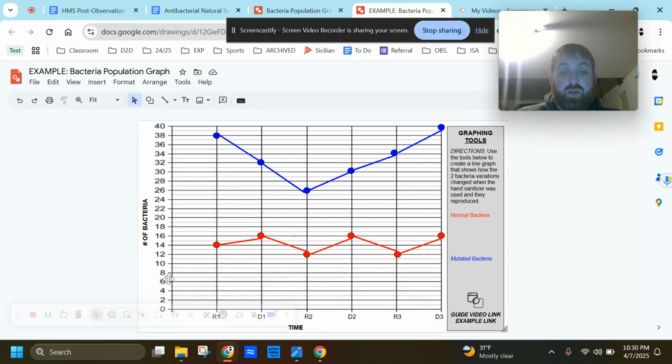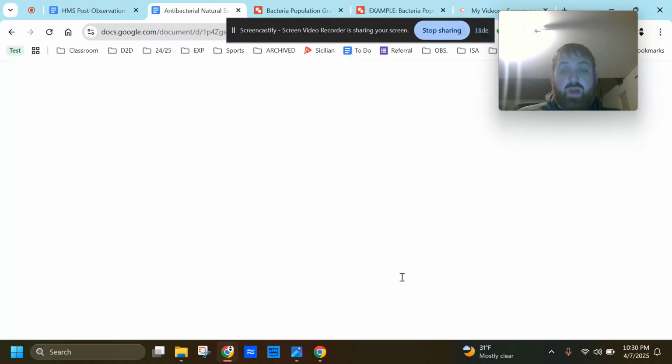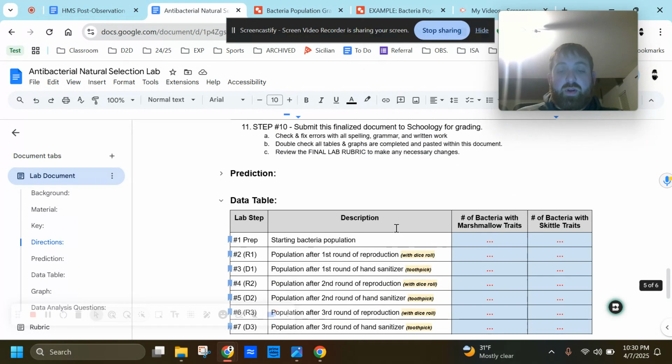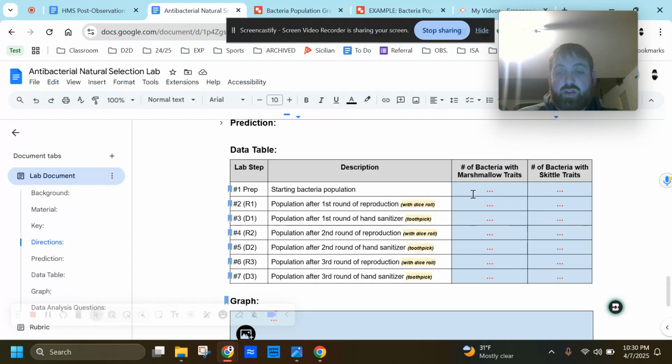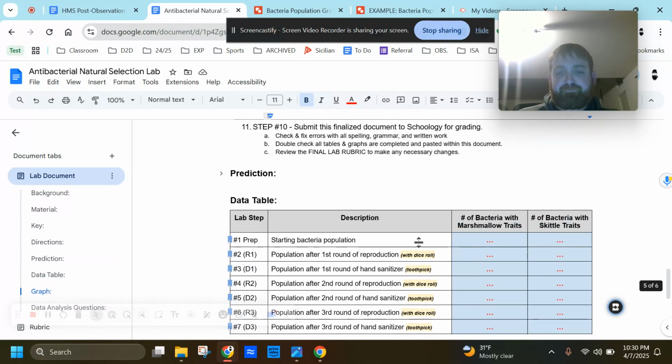Notice that we can see not only the number of bacteria when we look at our dots and line it up with that tick mark, so that would be 14 here and 38 here, but we can also see how they went up and down at each of the 6 different times: when they reproduced the first time, when we dosed them with hand sanitizer the first time, the second, and the third time as well. The data that you will be putting into your graph will come from your data table here. Make sure you have this data ready to go, because once you've created your graph, you're going to screenshot it in the graph section here.